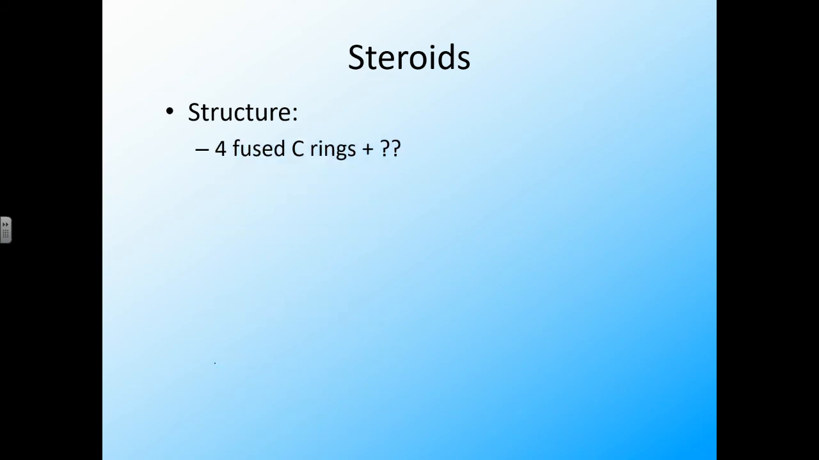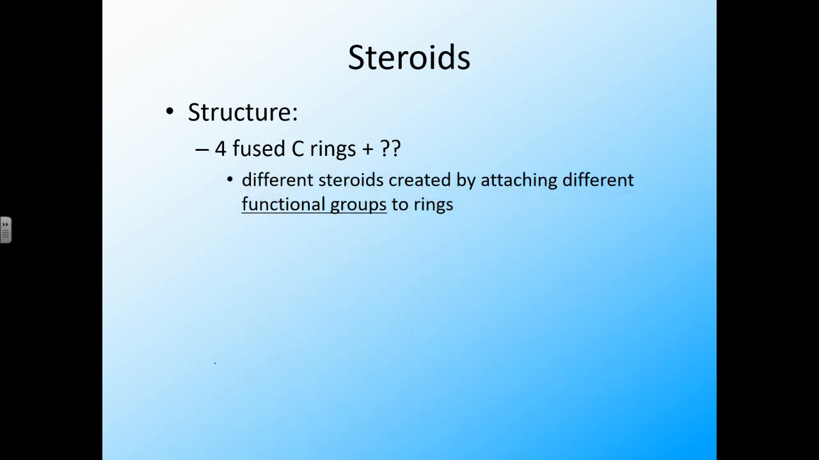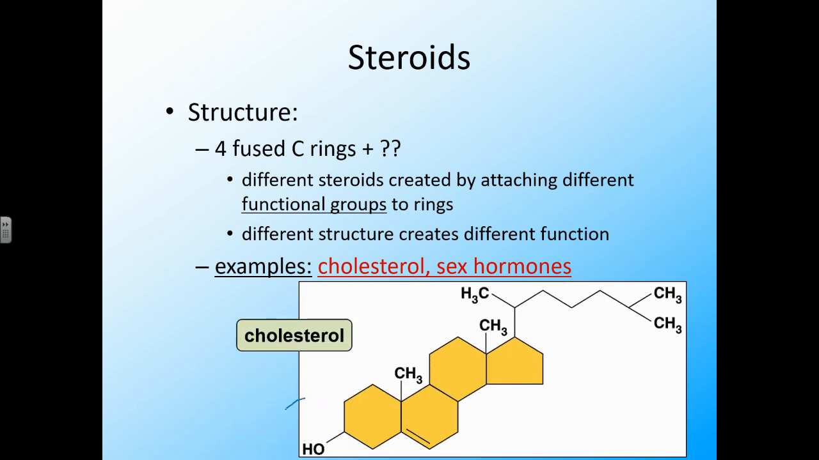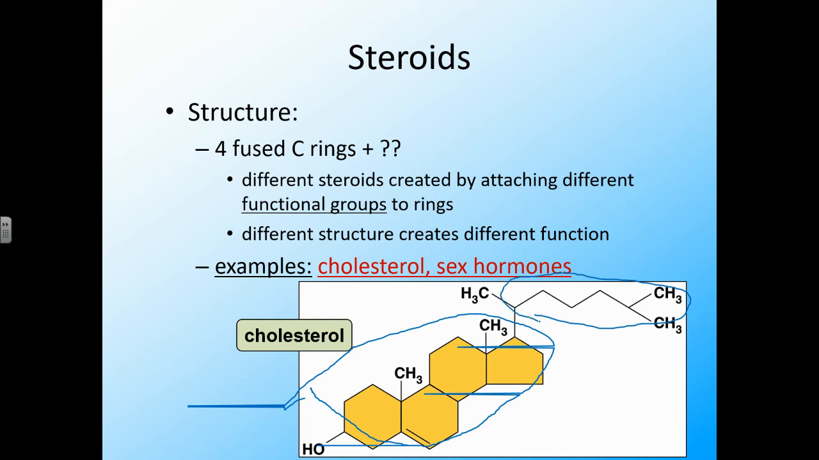Steroids are a lipid. They are made up of 4 fused carbon rings, plus then I have a question mark there because what's attached to that differs depending on what type of steroid we're talking about. Different steroids are created by attaching different functional groups to these rings. And so again, a different structure means a different function. So again, here are these 4 fused carbon rings. And then what is attached to them, say like up here, is different depending on what steroid we're talking about. An example would be cholesterol, which we see in this illustration here, and sex hormones.